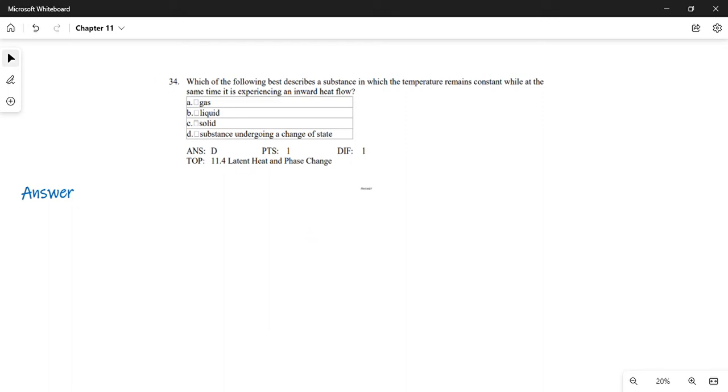Question number 34. Which of the following best describes a substance in which temperature remains constant, while at the same time it is experiencing an inward heat flow? It is not a condition when a substance faces a phase change, that is, a change in temperature. So the temperature can be constant while there is a phase change. If you want to know more about it, you can read this chapter. So the answer is D.